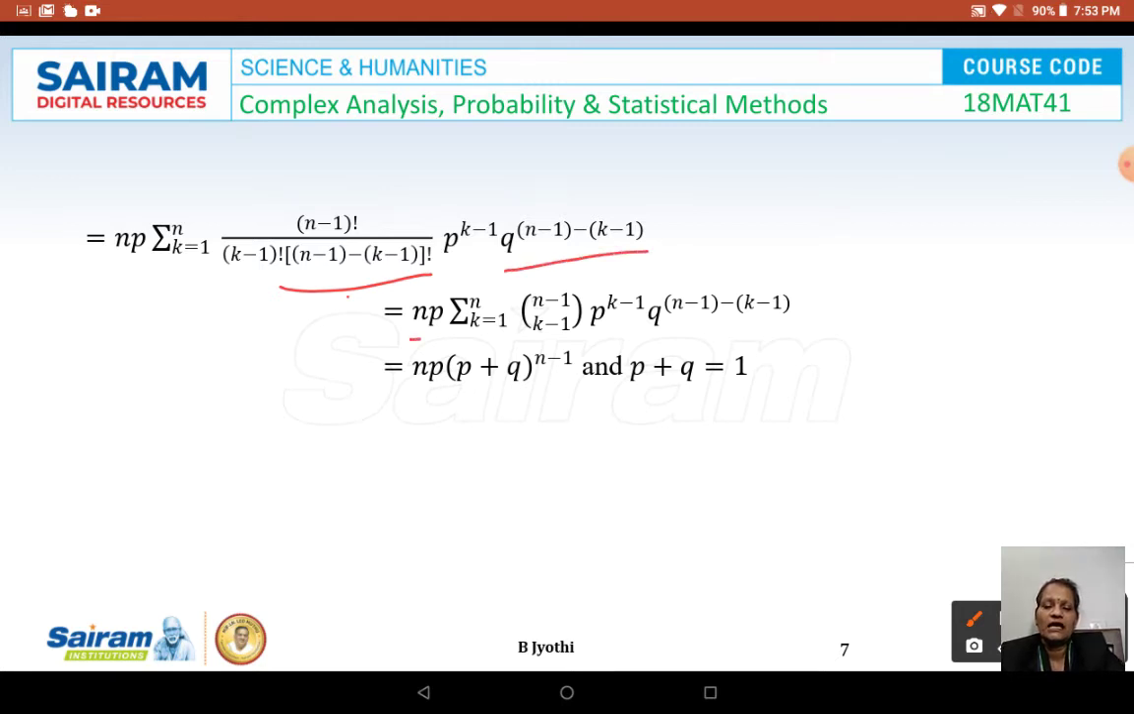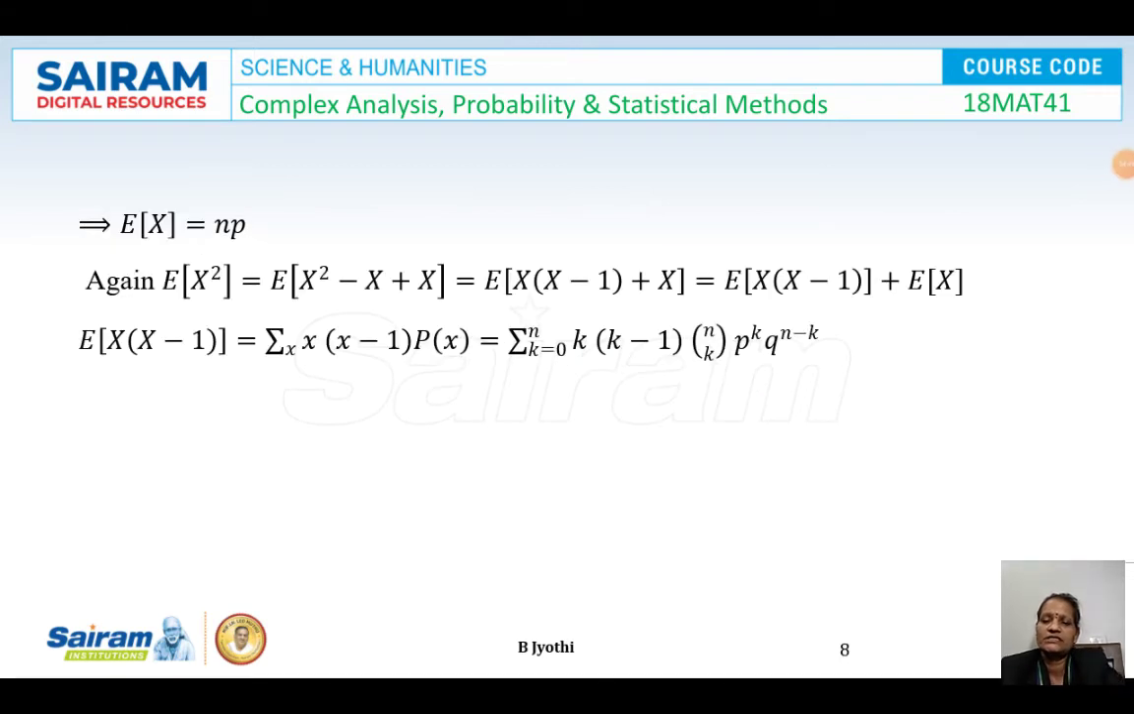That is np summation of, it looks like nCk, therefore we can write it, instead of n it is n minus 1 and instead of k it is k minus 1. Therefore it is n minus 1 C k minus 1 into p power k minus 1 into q power n minus 1 minus of k minus 1. This part can also be written as p plus q to the power of n minus 1, and p plus q is always 1. Therefore we get it as equal to n into p. So E of x is equal to np.